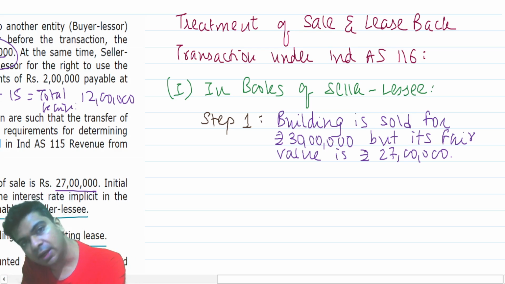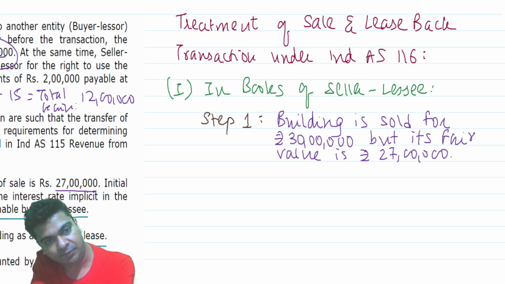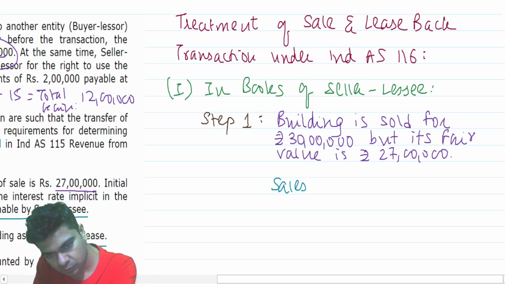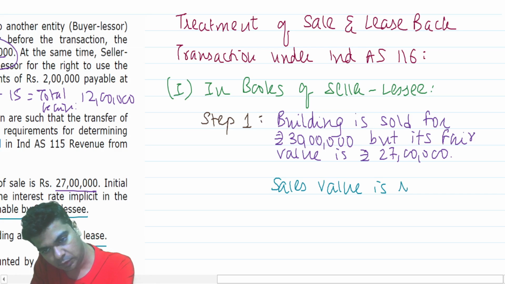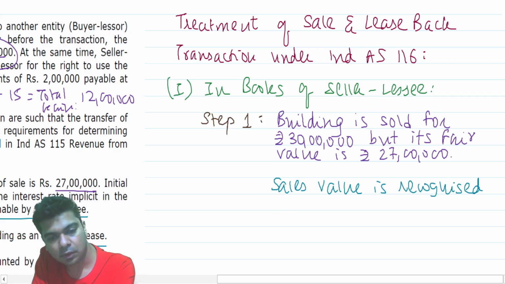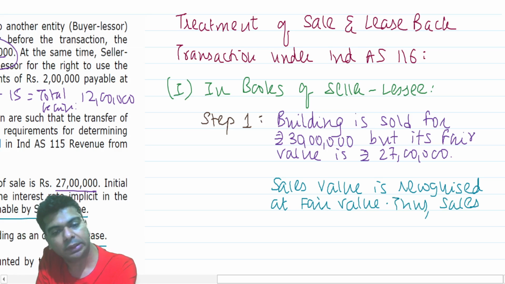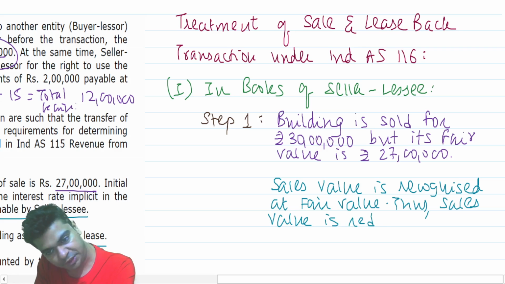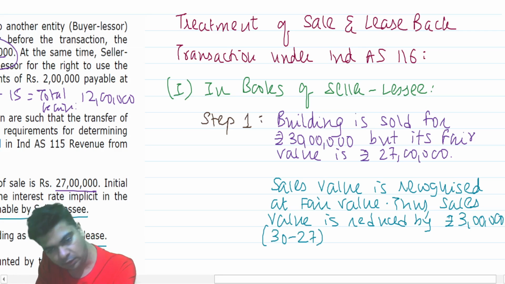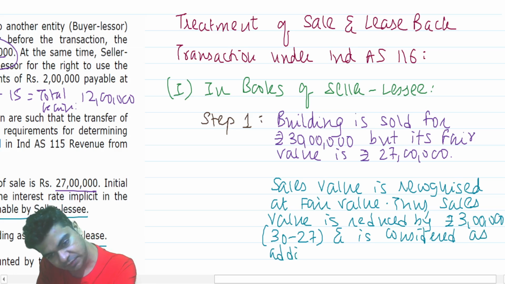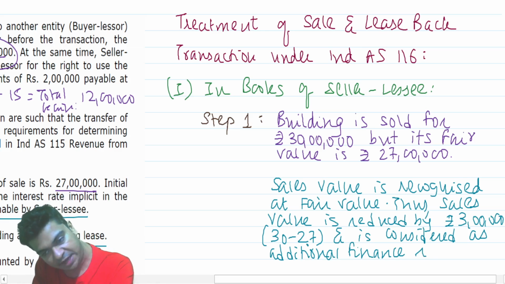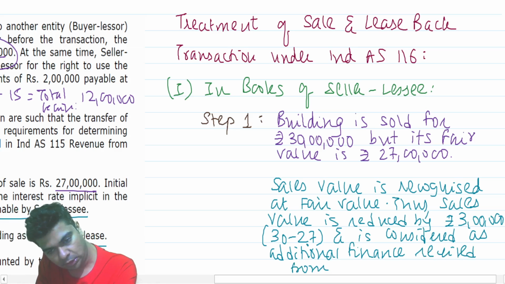Right, the first step is that we should recognize the sales value at the fair value. So that's what we will say. Sales value is recognized at fair value. Thus, sales value is reduced by rupees 3 lakhs. What is that 3 lakhs? It is 30 minus 27 and is considered as additional finance received from the buyer lessor.